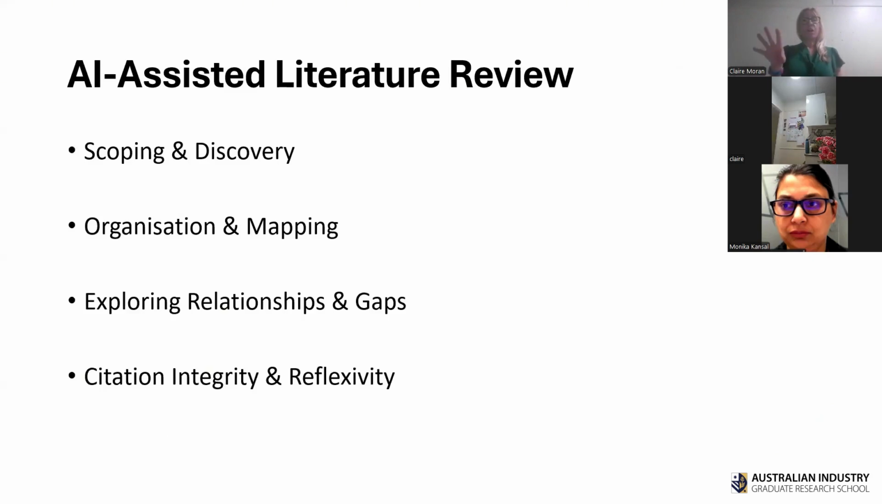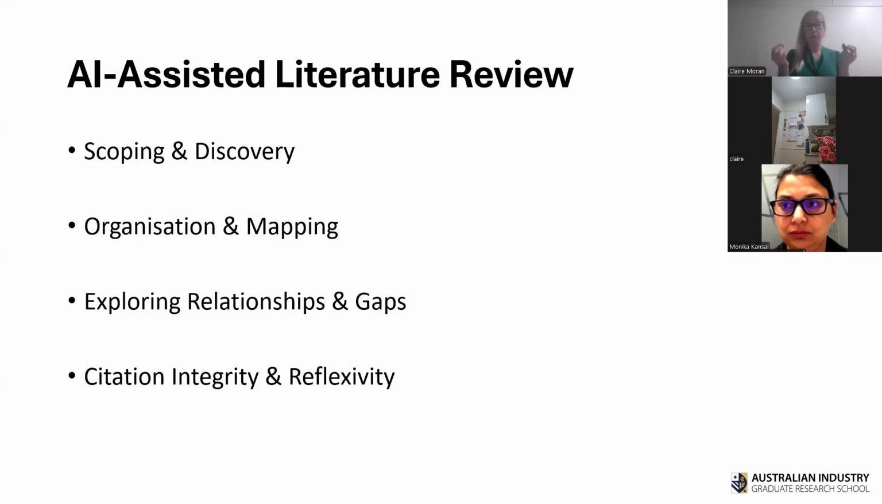So again, just to touch on what we're going to talk through in our specific focus on literature reviews: scoping and discovery. Here we're thinking about using AI to help us map key debates and authors, and to help us locate and validate literature. So here is really the beginning of our literature review.